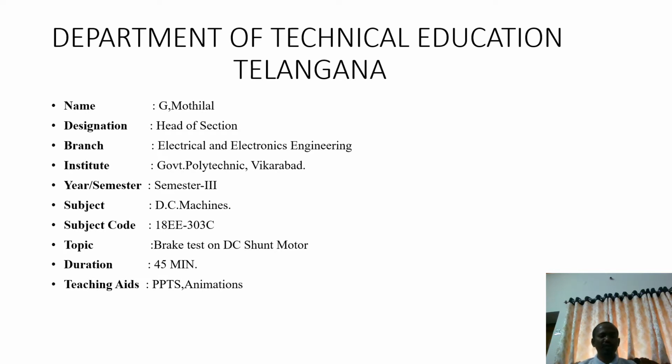We know that after completion of this topic, we will learn what braking of a DC motor is, how to conduct the brake test on a DC shunt motor, their performance characteristics, and how to solve problems when we take readings from this experiment. When we go to the laboratory, we will take the readings and solve for the performance characteristics of the DC shunt motor.